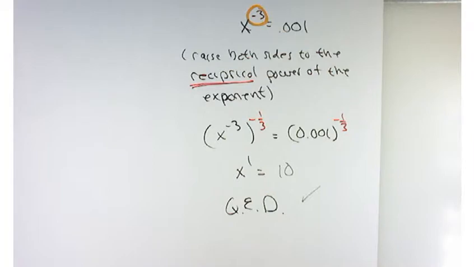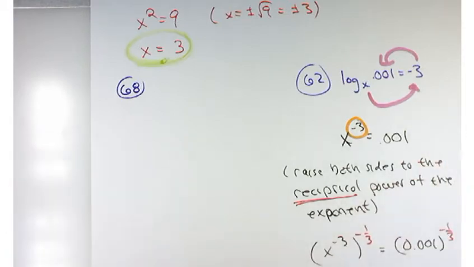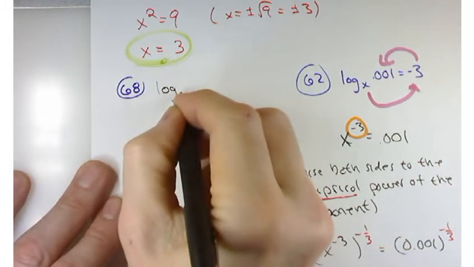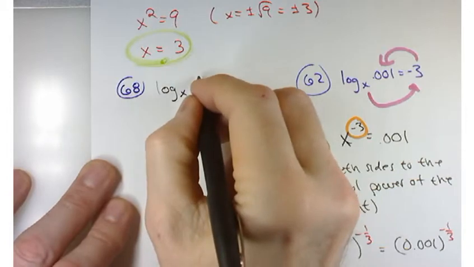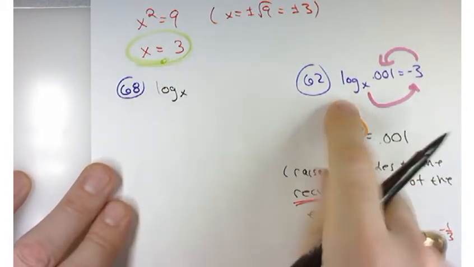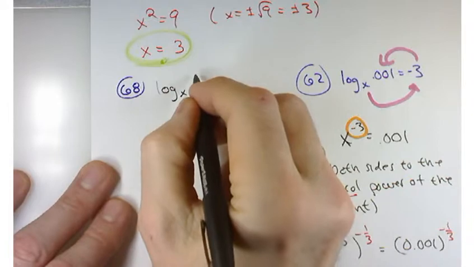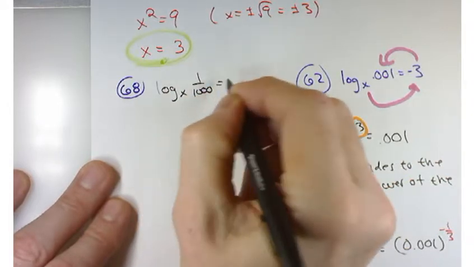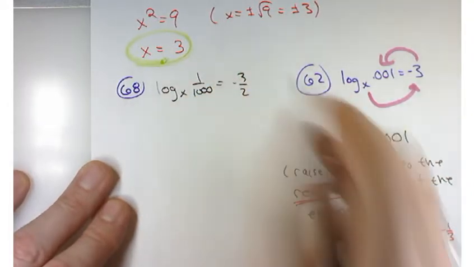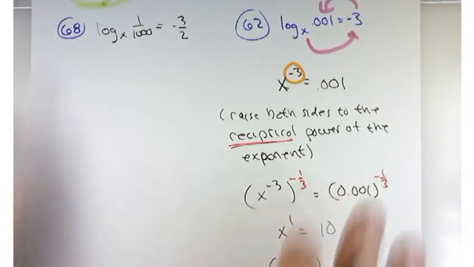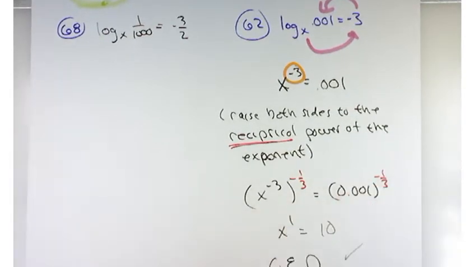All right. Let's try another one like this. So I said we're going to do problem 68. Let me follow up on that. Log base x of, no, that was 62. Log base x of 1/1000th equals negative 3/2. But the idea here is just like it was in 62. So try and match your work in 62. Get a nice calculator solution.